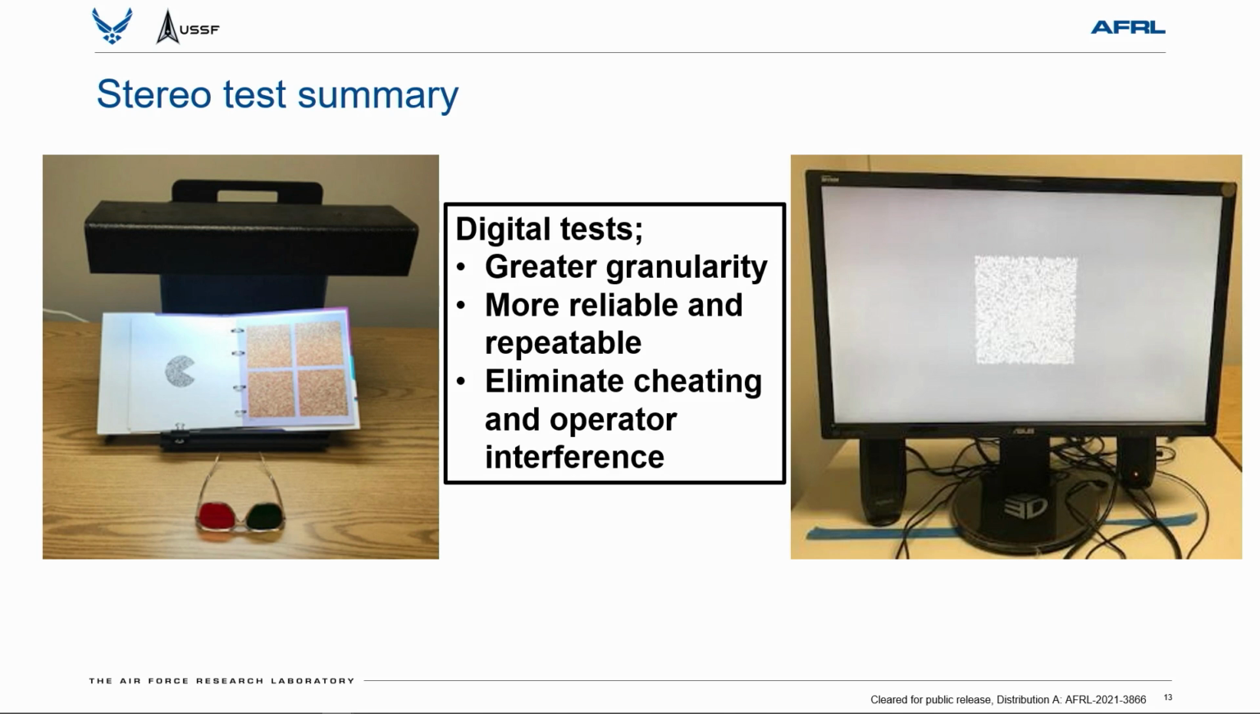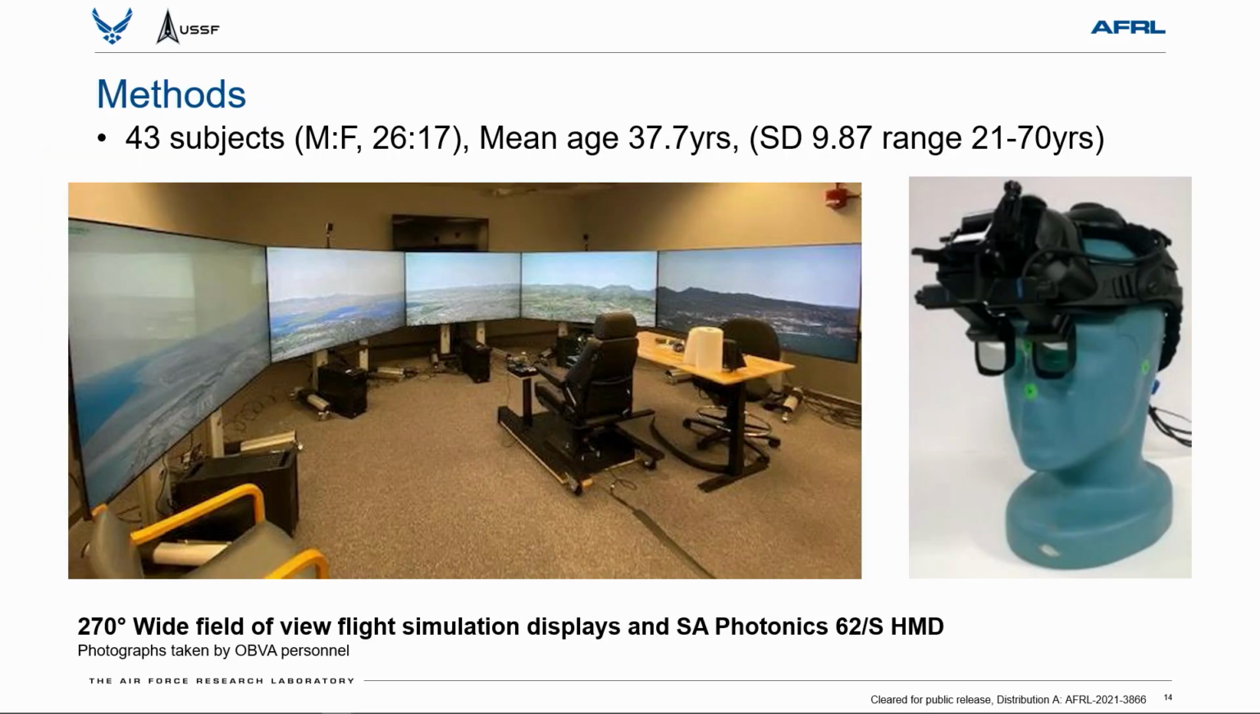Now we want to see if there's any effect of using stereo in an HMD. So this is what we created in the lab. We have a 270-degree horizontal field of view flight simulator, which gives you the out-the-world picture. We actually had some software flying over Hawaii, so I got to know the island quite well, but still never been.